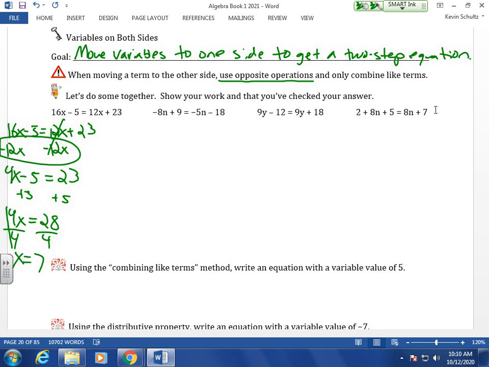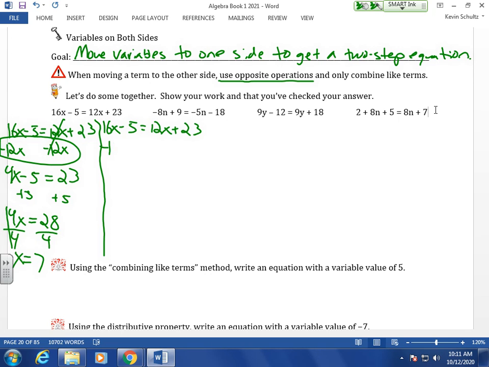Okay? That's why we subtract there and not divide. So Will said his suggestion was to move the 12 x's over to the left. Could we instead move the 16 x's over to the right? Indeed we can. Okay? 16x minus 5 equals 12x plus 23.